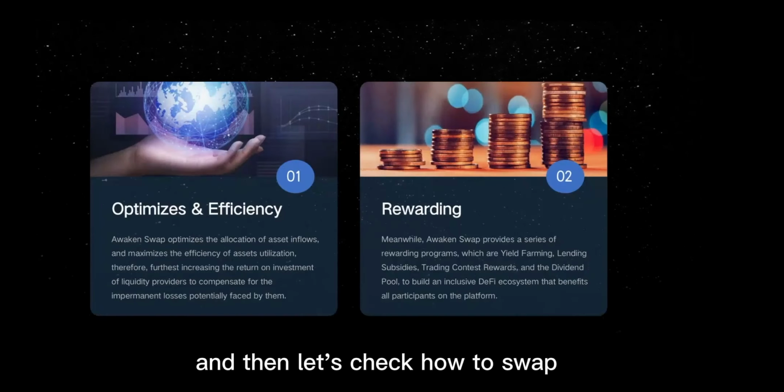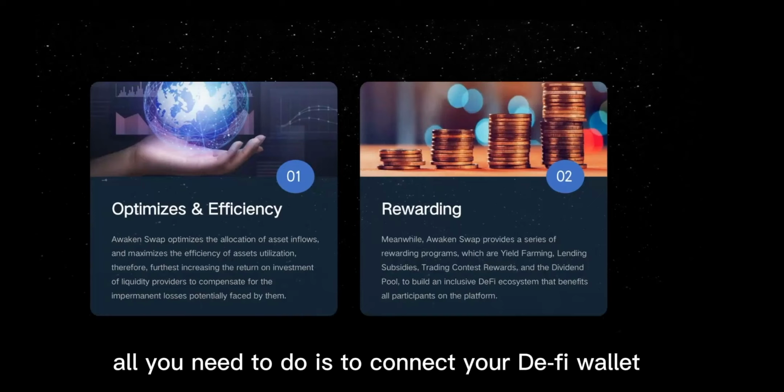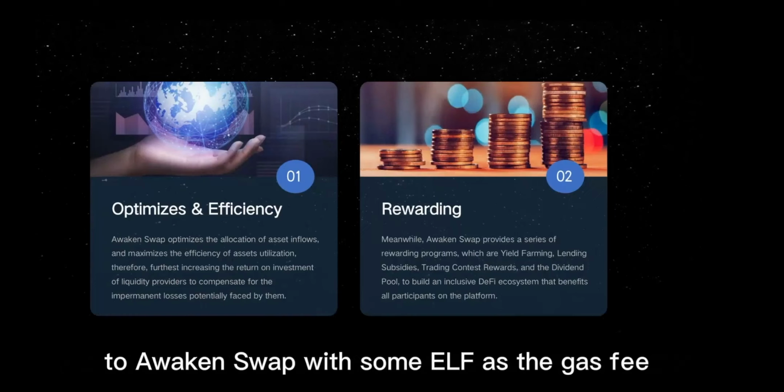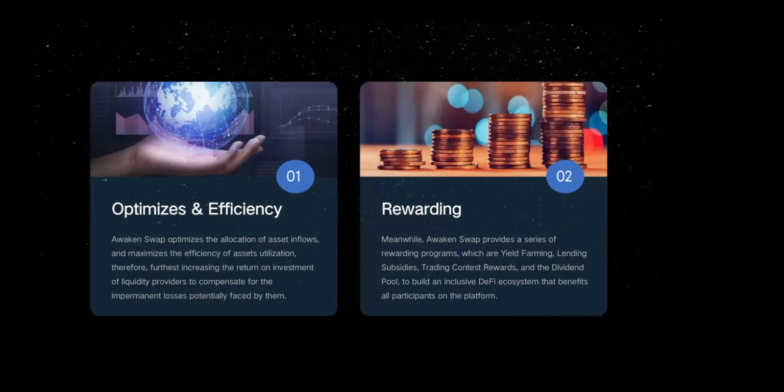And then let's check how to swap. To be a trader, all you need to do is to connect your DeFi wallet to AwakenSwap with some aelf as the gas fees. Then you're free to swap cryptocurrencies as long as they are supplied by our LPs.